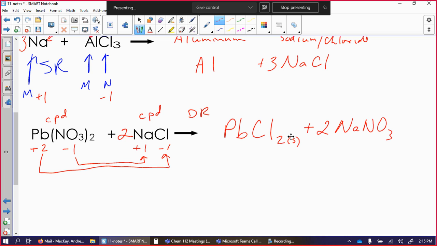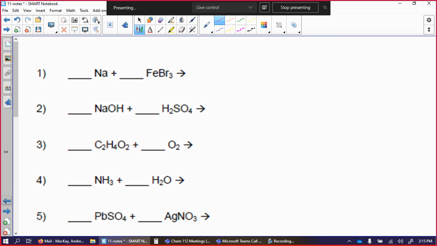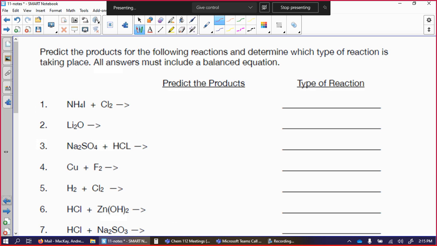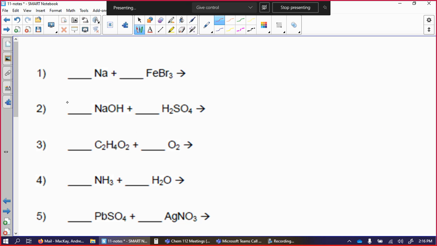Lead 2 iodide is nice and yellow. I can't remember what color lead 2 chloride is. Might be yellow, might be orange. I don't know. But that's the gist of double replacement. So those are the four types. That's the stuff on the next 3 pages. I'm going to go through a handful of these, how I would go through them logically.